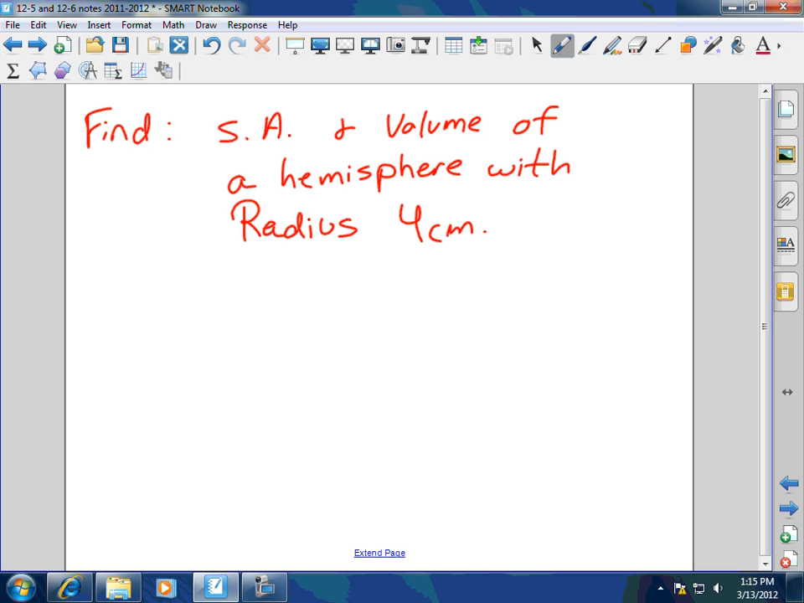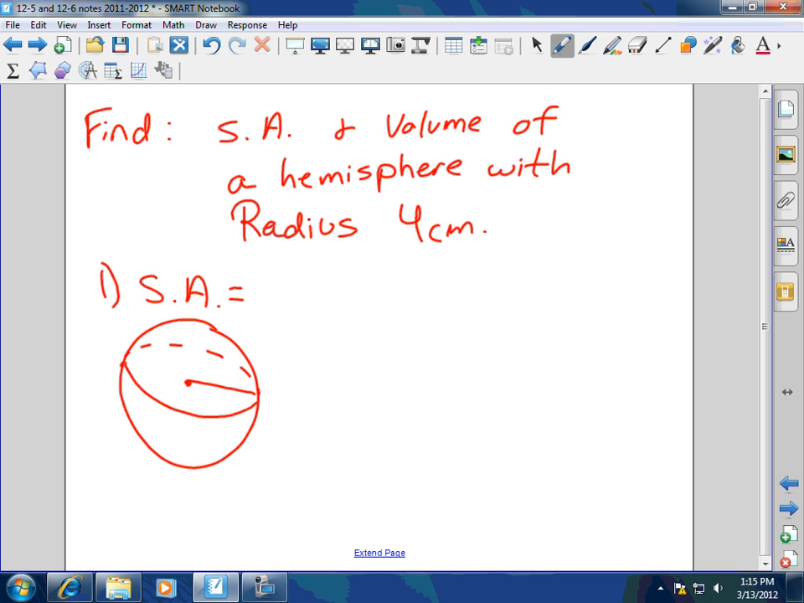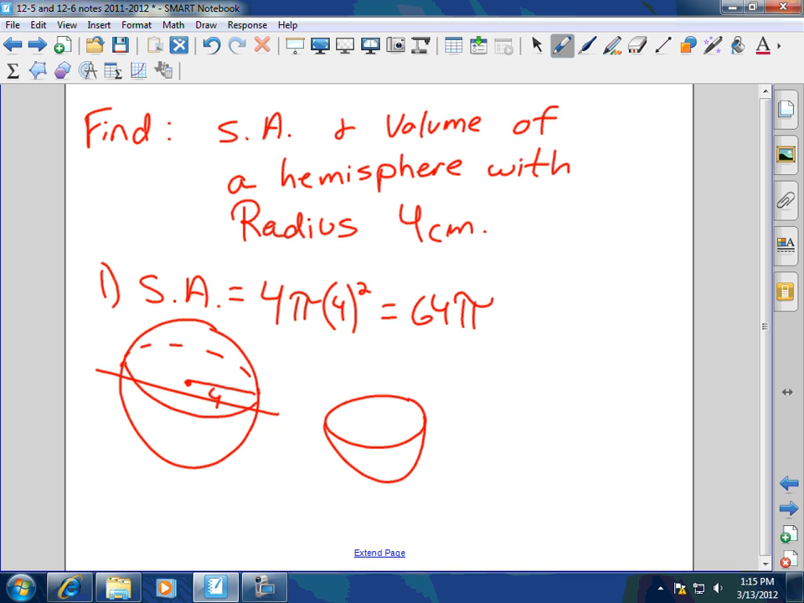Okay, first of all, let's first find the surface area. Now, we know that the surface area of the whole entire sphere would be 4 times pi r squared. So that'd be 64 pi, correct, my brothers? Now, please pay attention to this. When I cut this in half, I basically have a bowl, right? Would dividing this by 2 give me the true surface area? No, it would not. It would give me the surface area of the outside.